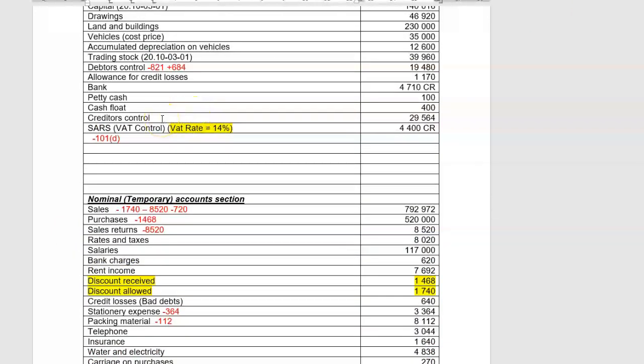Now, is it VAT input or is it VAT output? This is clearly VAT output because we've received the money, so it's going to be 84 Rand there, which is going to be a credit. So we have to credit that account with 84 Rand, therefore we're going to add that to the balance.